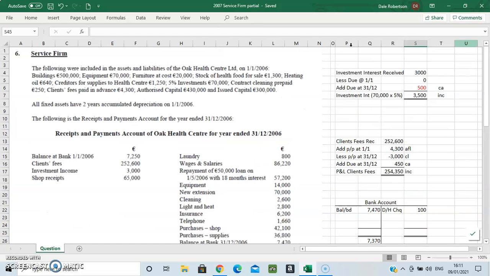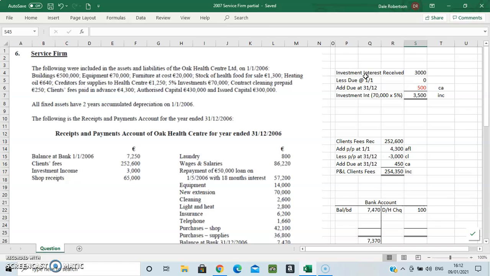So, going back to the 5% investment. In the question, it tells you that you have investment income received. And in the previous questions that we looked at, we just put that investment interest in as an income. However, here you're given a little bit more information. You're actually told that you have an investment of 70,000, and that's going to be an asset at the start of the year. It's going to be a financial fixed asset at the end of the year in the balance sheet, but also it earns 5% interest.